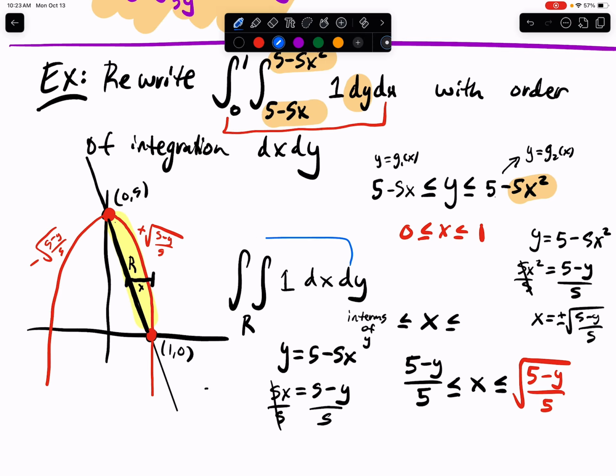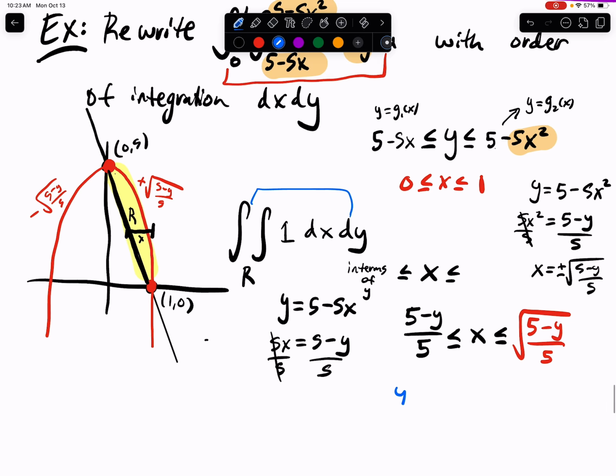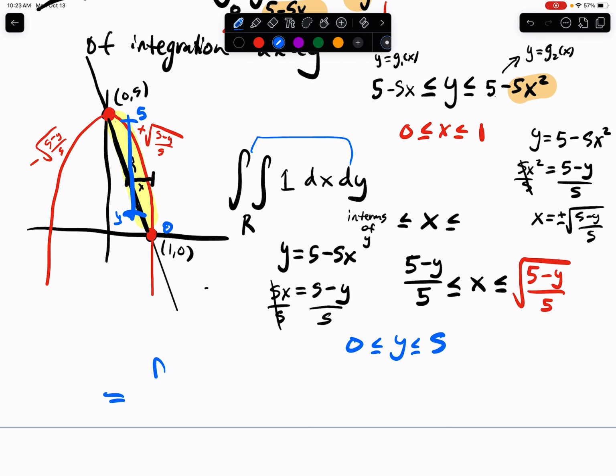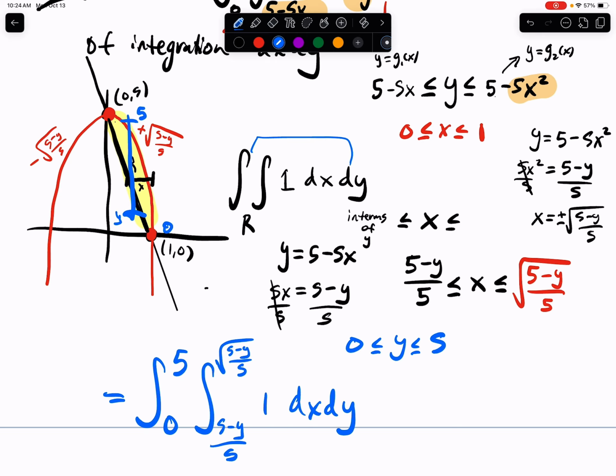Now, point to point, I need the y value between 2 points. The lowest the y value gets is 0. The highest the y value gets is 5. So 0 to 5. I wasn't asked to solve it. I was just asked to rewrite it. So 0 to 5, and then (5 minus y)/5 to the square root of (5 minus y)/5, 1 dx dy. And that's equal to the region R.